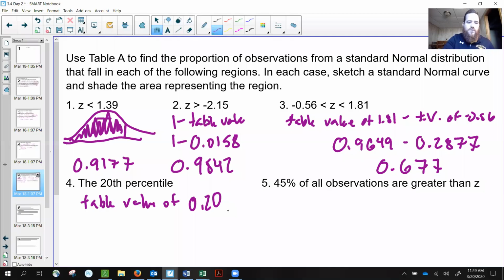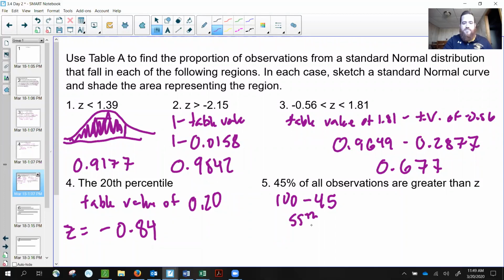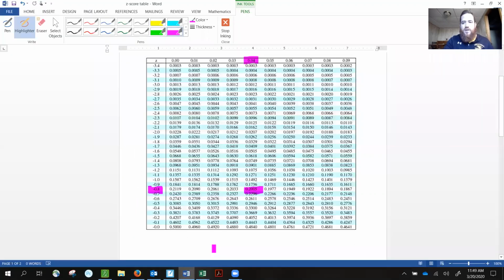So that z-score then, negative 0.84. 45% of all observations are greater than z. Greater than, we want to find what percentile that is then. That's the 55th percentile. Or a table value of 0.55. So again, we're going to look at our table. We've got to find 0.55.